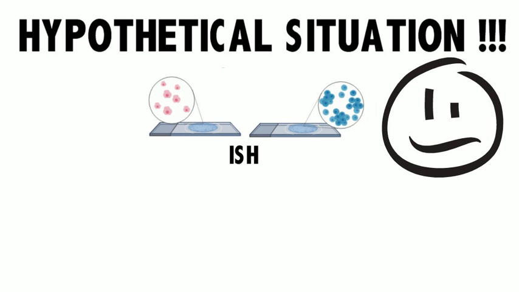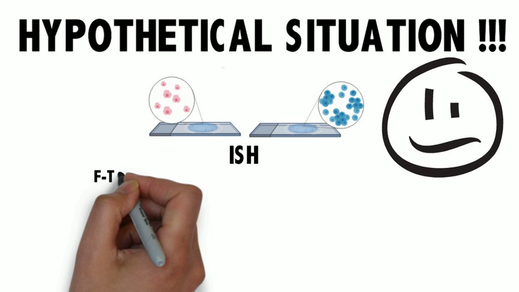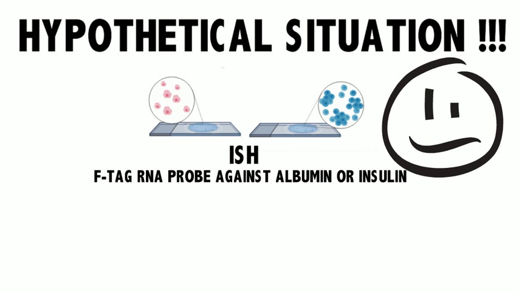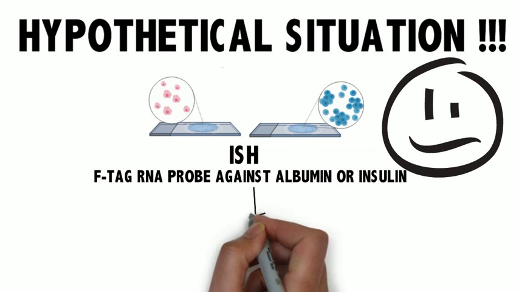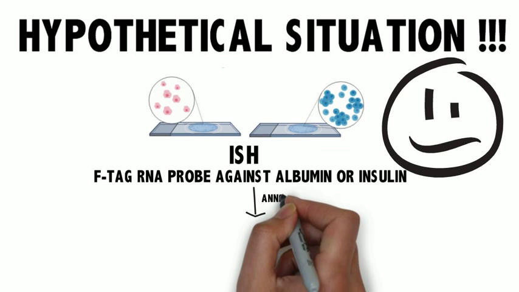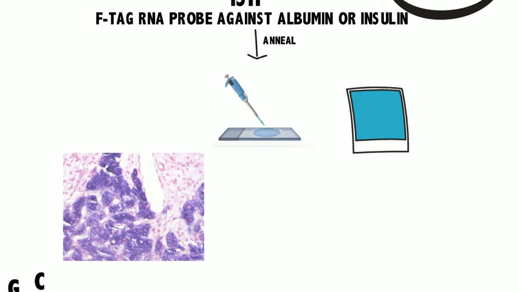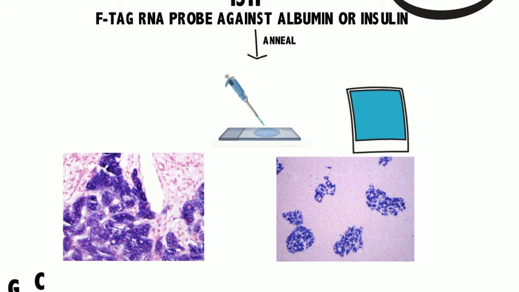You jump in and suggest to do ISH. You design a fluorescent probe, which is an RNA molecule, against albumin or insulin. You add it to the cells and let them anneal. You wash the slides to remove any unannealed RNA. You observe the slides on a fluorescent microscope. The liver cells have signal for albumin and the pancreatic cells have signal for insulin.